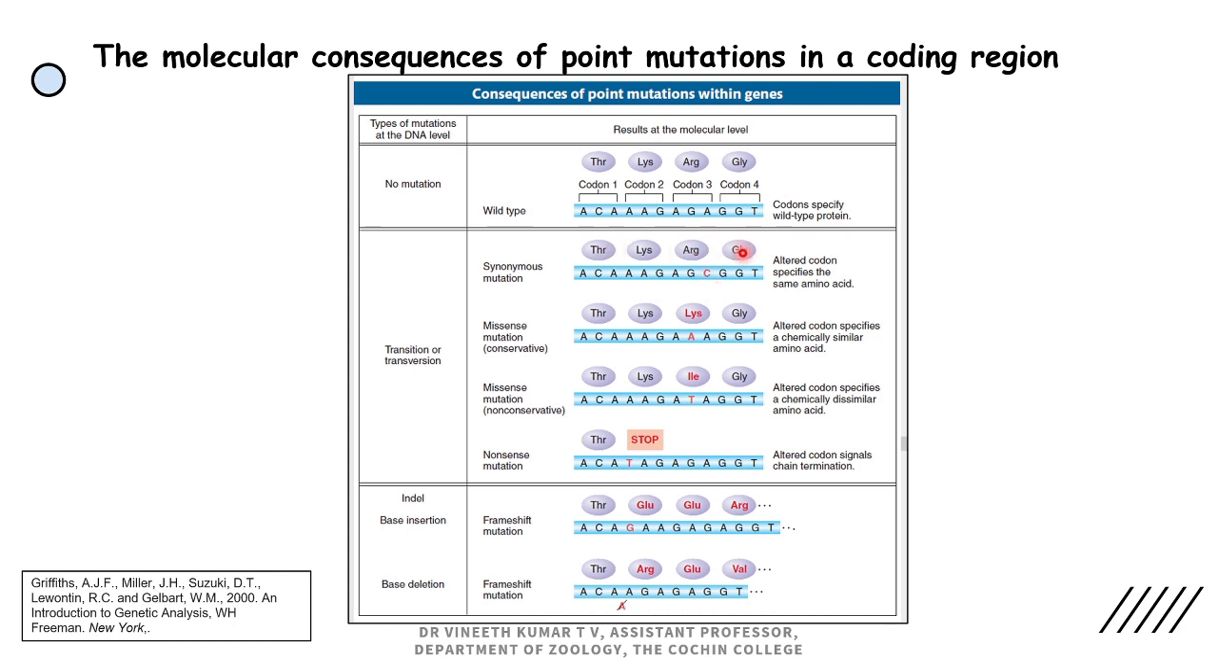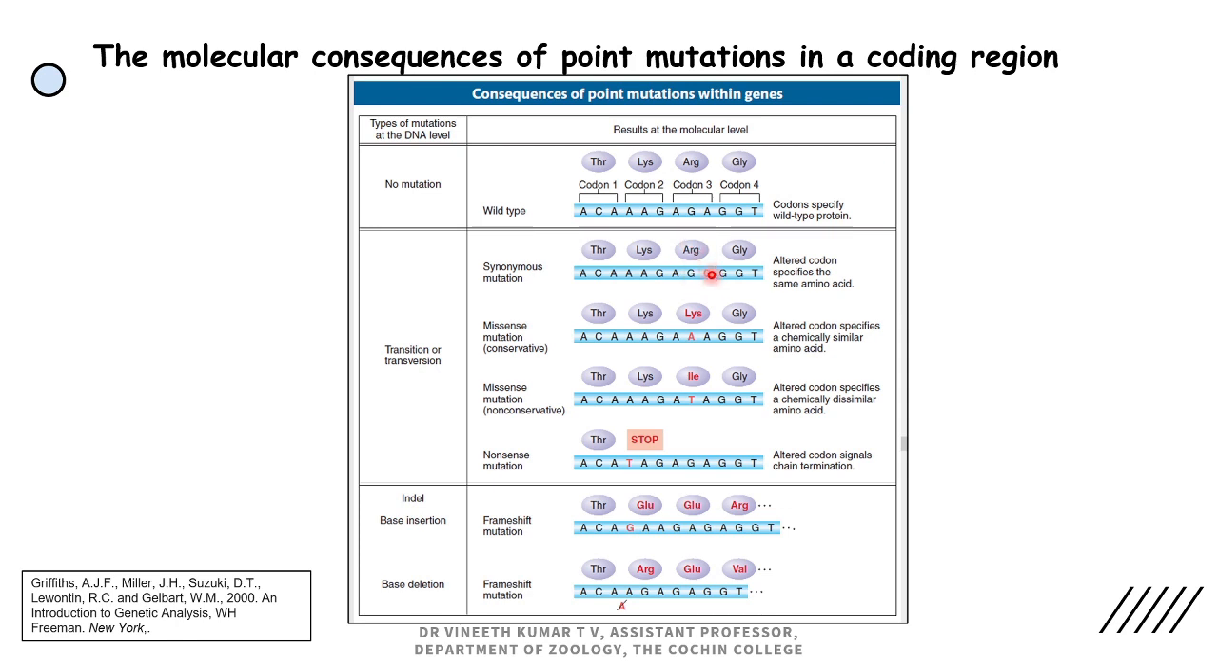You can see that even though a transversion occurred, what happened for this particular one? This is a point mutation because there is a change in the DNA sequence here. Even though there is a change in the DNA sequence, it is coding for the same amino acid. Is that clear? A point mutation occurred, but that point mutation is not reflected in the amino acid being coded by this particular codon.